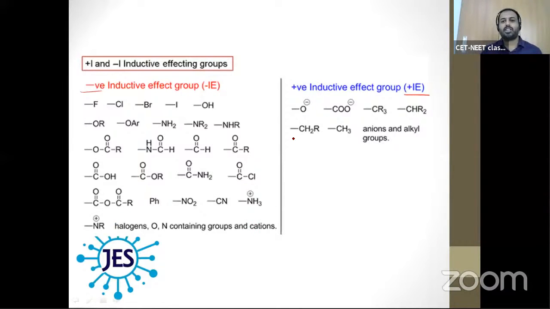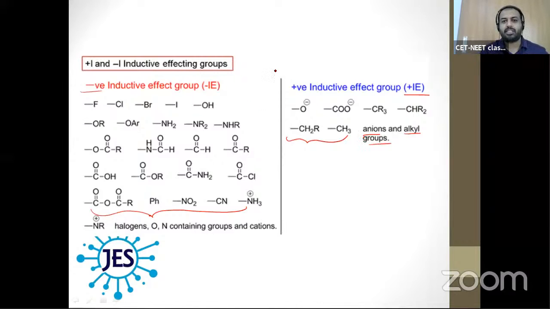These are all the groups which come under positive inductive effect. These are all the groups which come under negative inductive effect. Usually, how do we recognize a group as plus I or minus I? Very simple. Remember this: all anions and alkyl groups are plus I. Easy. And if you know a group is plus I, then all the other groups which are not plus I will be minus I.